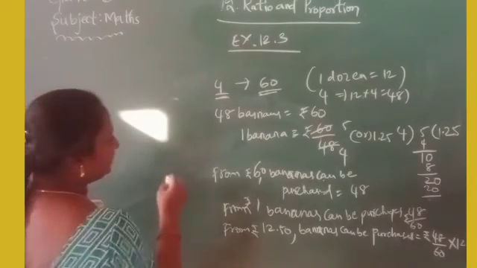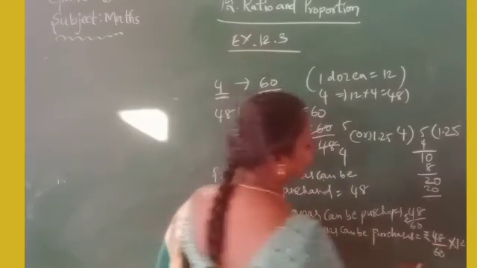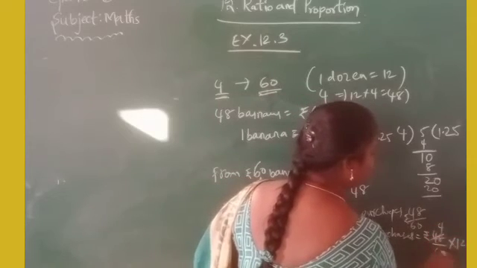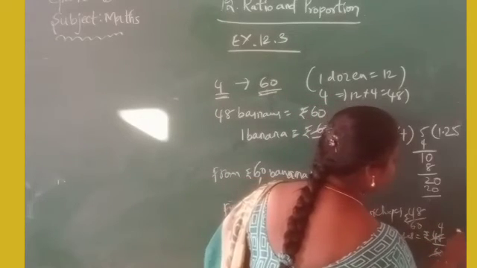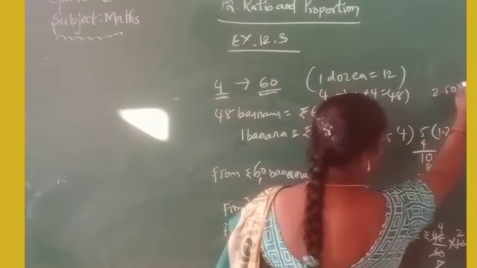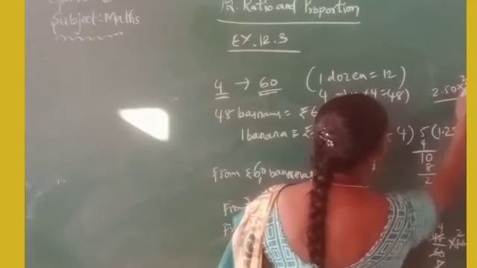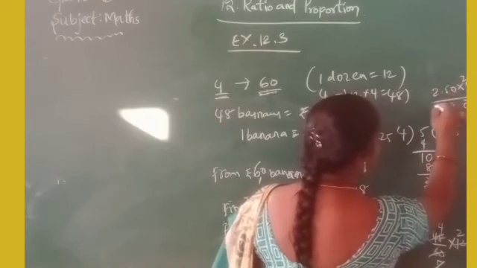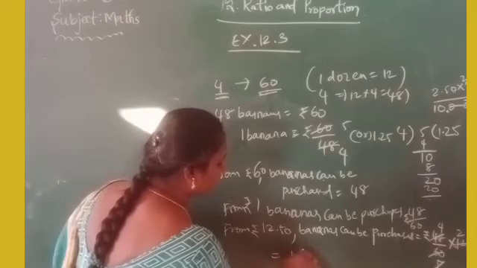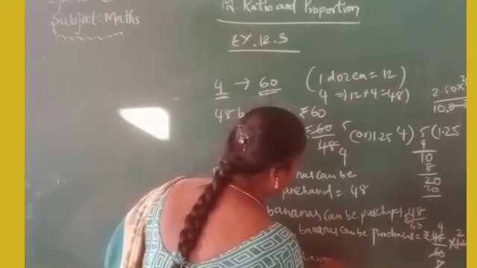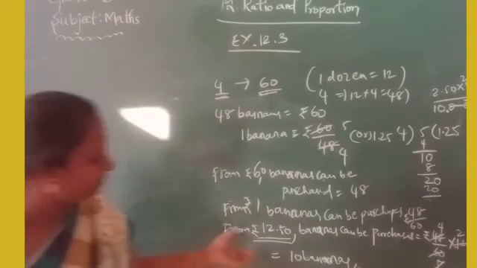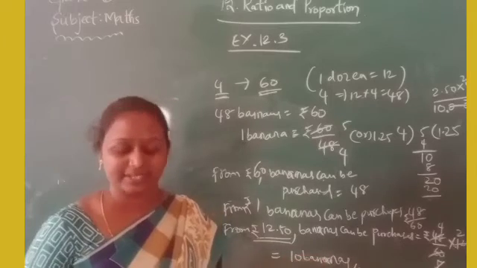So what did you get here? If you don't know how to write this, you can multiply the numerator and denominator by 100. Otherwise, you can simplify 12 fours to 12 fives. So 5 ones are 5, 5 twos are 10. Multiply 2.5 into 4. 4 twos are 8, plus 10. So how many bananas can we purchase? Yes, 10 bananas. 10 bananas from how many rupees? 12 rupees 50 paise. If 12 rupees 50 paise, we can purchase 10 bananas.